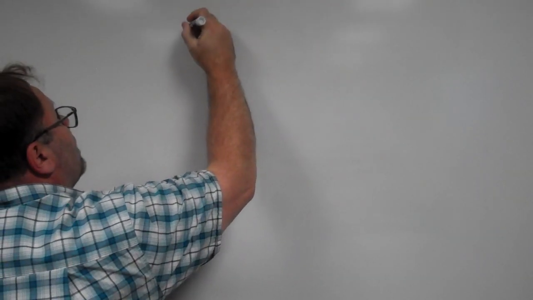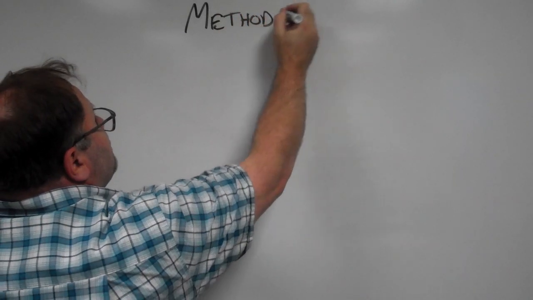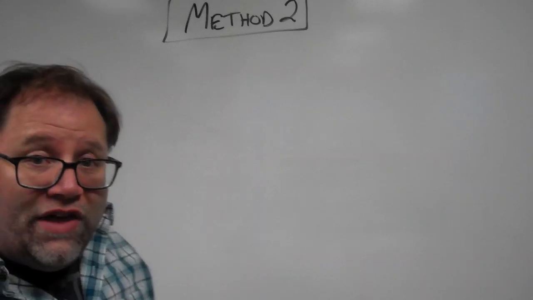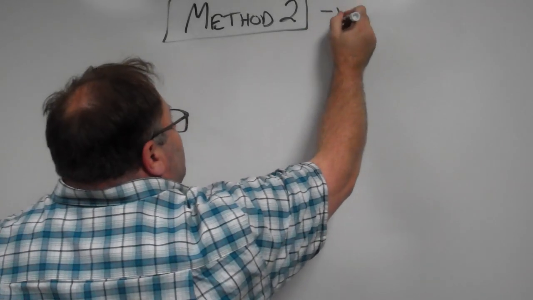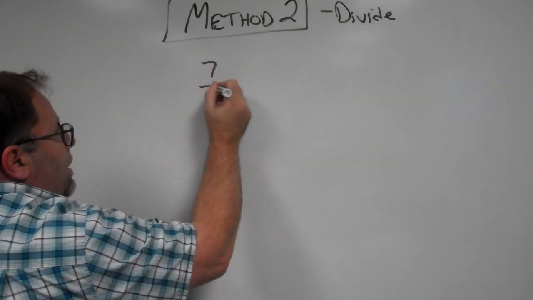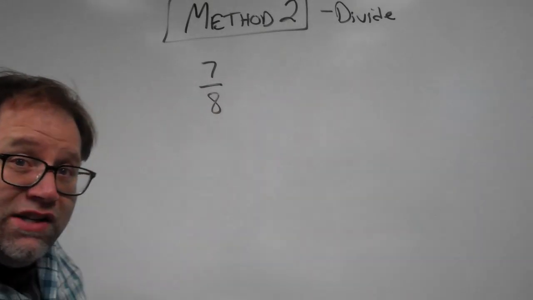All right, last thing is method 2. And method 2 is just the straight up math version. Method 2 will always work. Method 1, you've got to have something that can get you to that spot that you like, a 10 or 100 or 1,000. But method 2 is just divide. And we use one of our simple ones that we always seem to use, 7/8. We can turn 7/8 into a decimal by division.